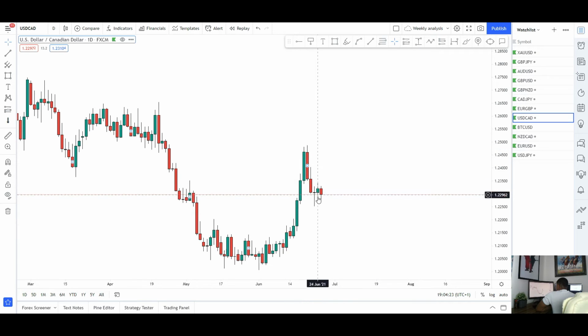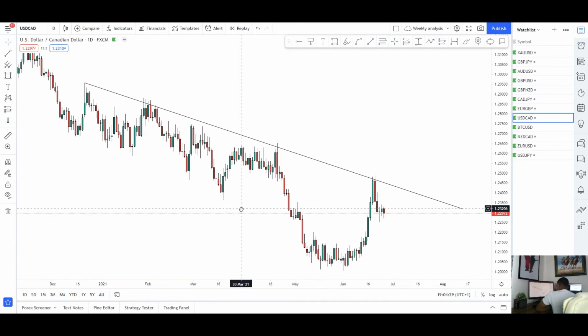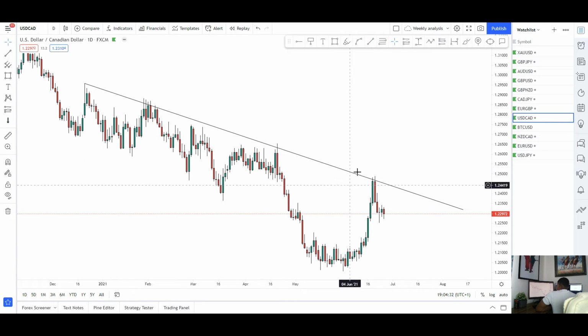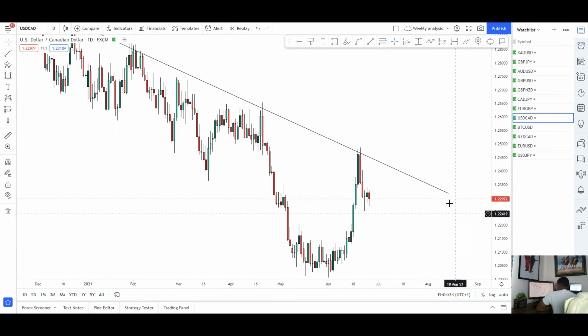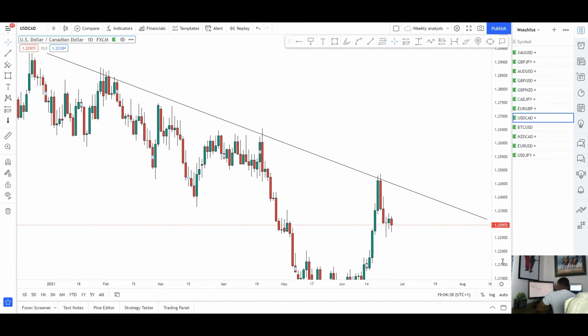So for this pair, as you can see, we saw some retracement to the downside this week, which was expected. I did say last week that we are coming into this trend line, first, second, third, having that fourth test. We were expecting to see some type of reaction. The market is still bearish, as you can see. We are still forming those lower highs, lower lows.